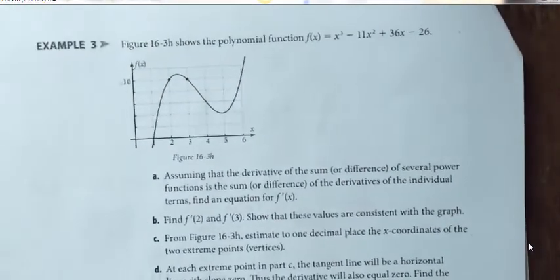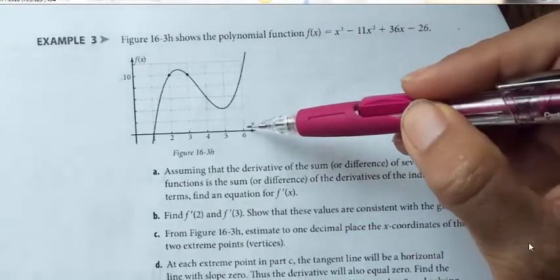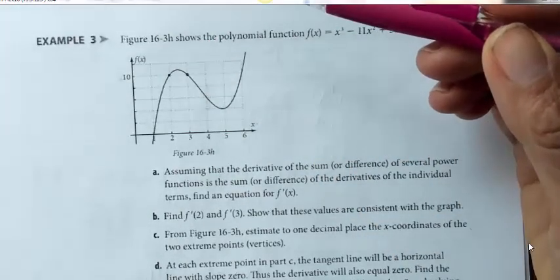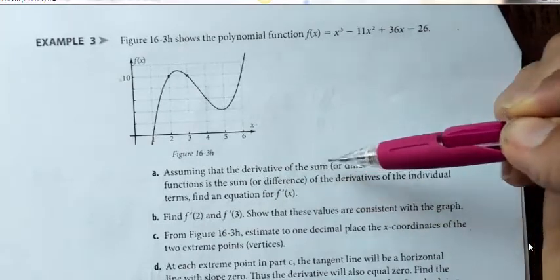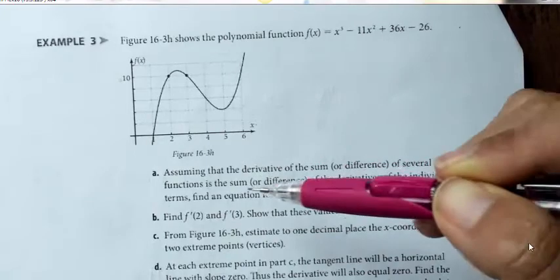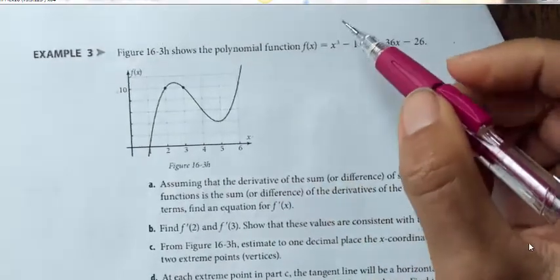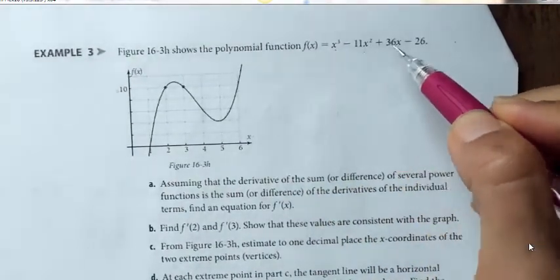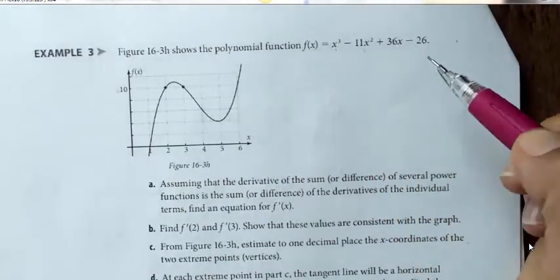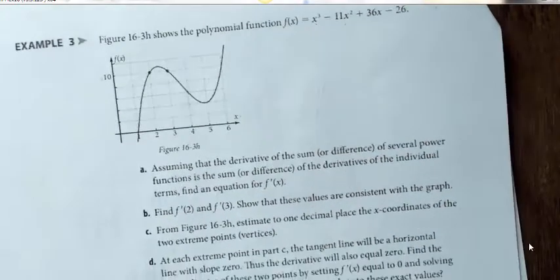Just a different function. Okay, let's see what graph we have. So we have this graph here. I don't really have any units. I know that x and f of x, that's basically all I got. Assuming that the derivative of the sum or difference of several power functions is the sum or difference of the derivatives of the individual terms, find the equation for f prime of x. So all they're saying here is that you take the derivative of each individual term, and so the derivative of this function is all of those individual terms having the derivative taken of them, and then continuing with the exact same signs or whatever signs they turn out to be.